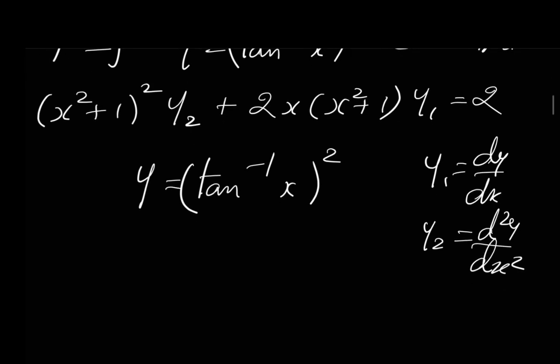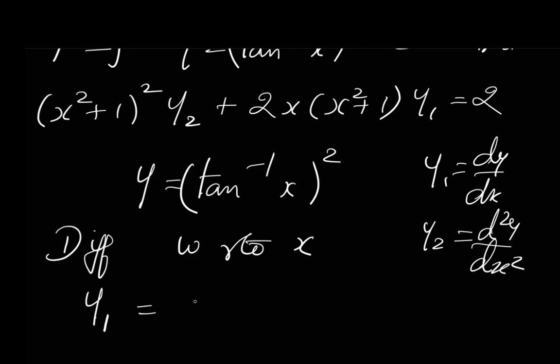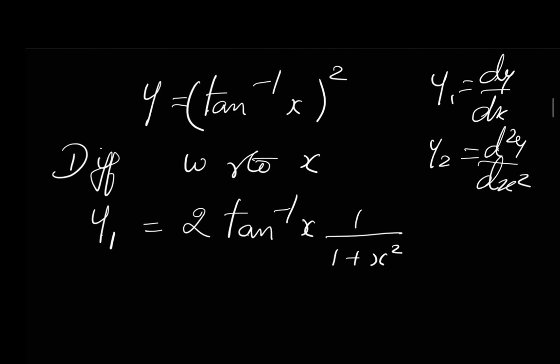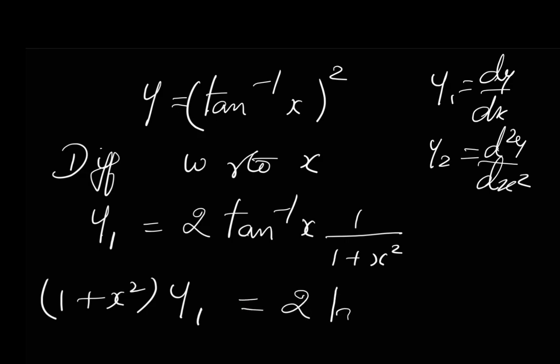So, let me use the same. Differentiate with respect to x. So, dy by dx, I write y1. So, the power 2 comes down, 2 into tan inverse x. The derivative of tan inverse x is 1 by 1 plus x squared. Take this 1 plus x squared to the left side. 1 plus x squared into y1 equal to 2 tan inverse x.